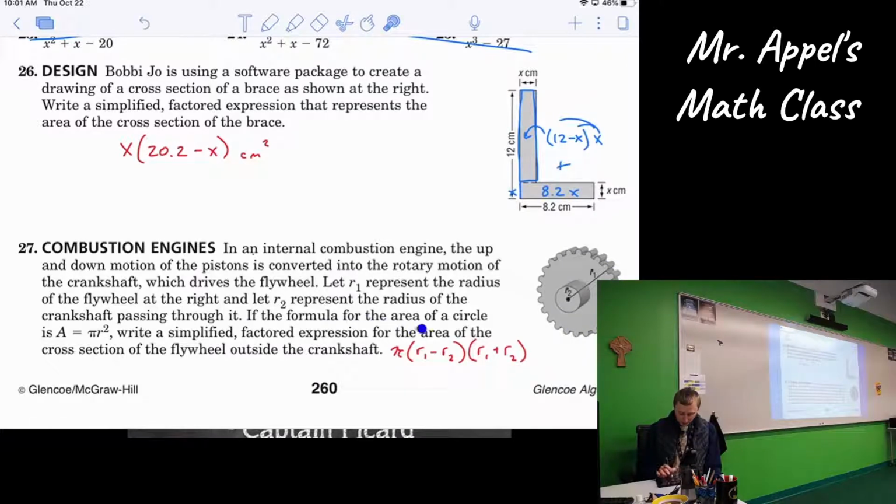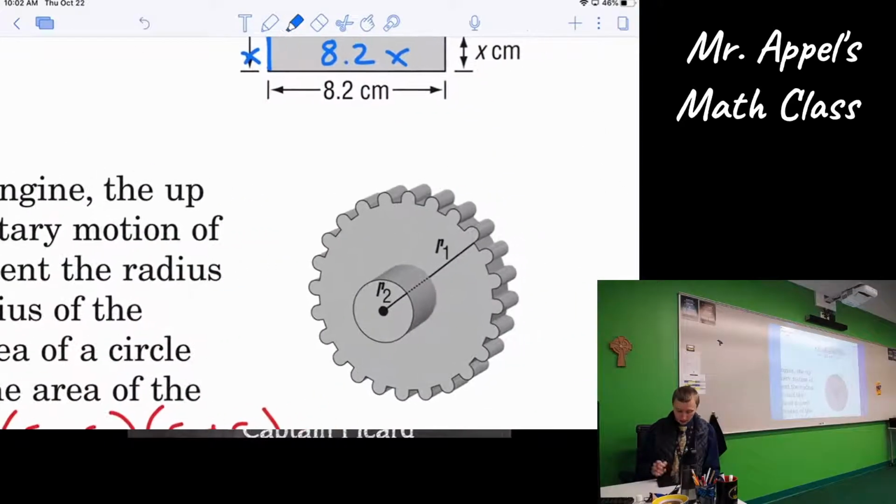If the formula for the area of a circle is area equals pi r squared, oh, you didn't even have to remember that. They gave it to you. Write a simplified factored expression for the area of the cross-section of the flywheel outside the crankshaft. Okay, outside. So they are asking for the area of a donut here, an annulus. They want everything out here but minus the bit in the middle, right?